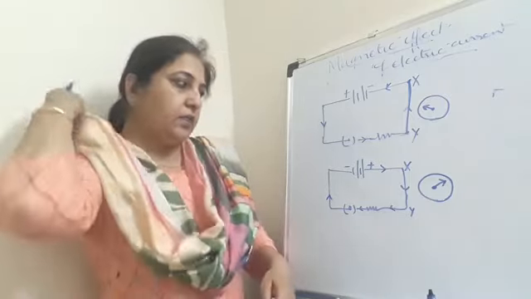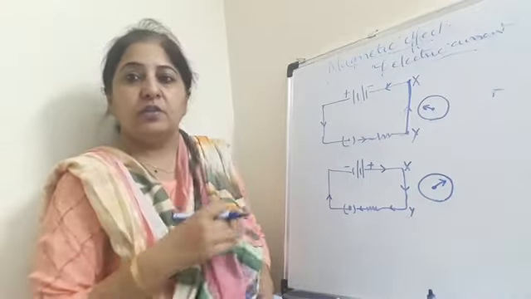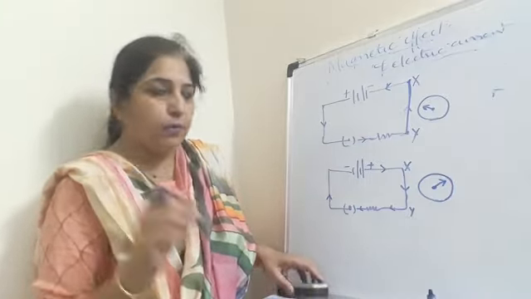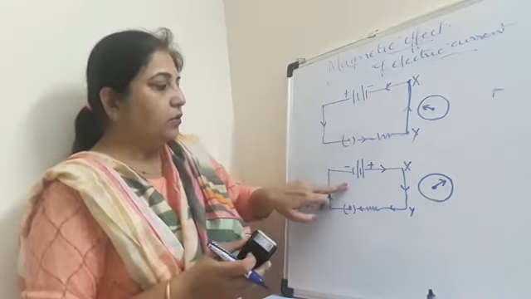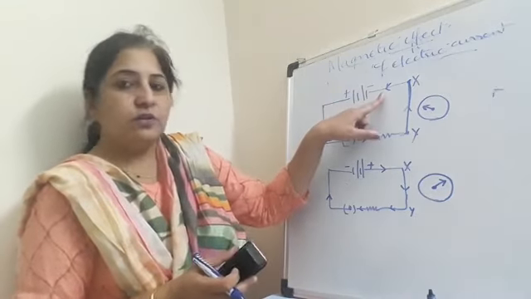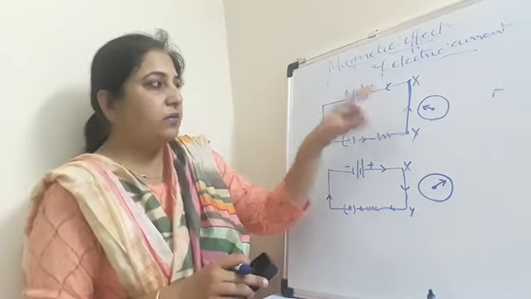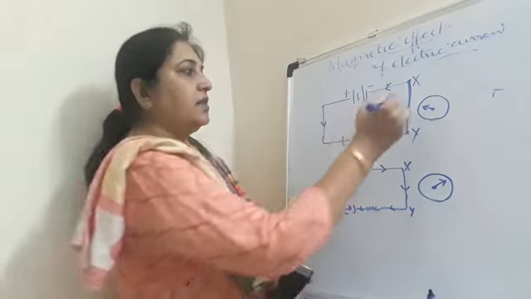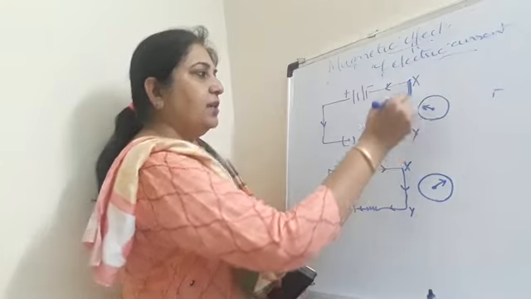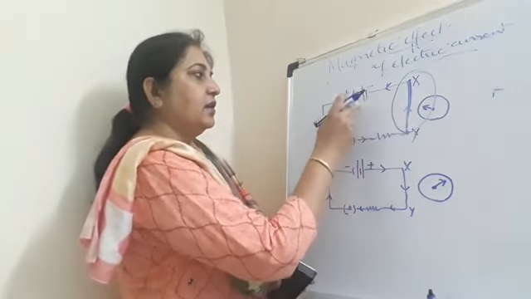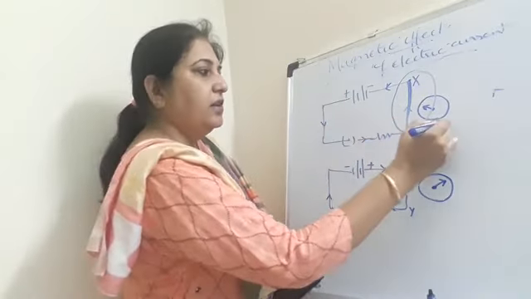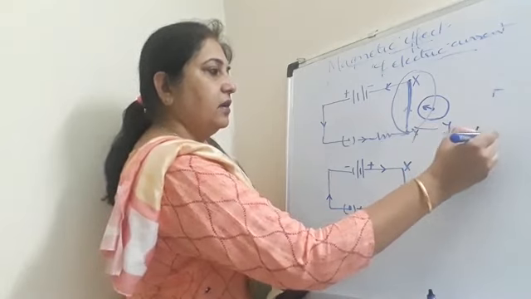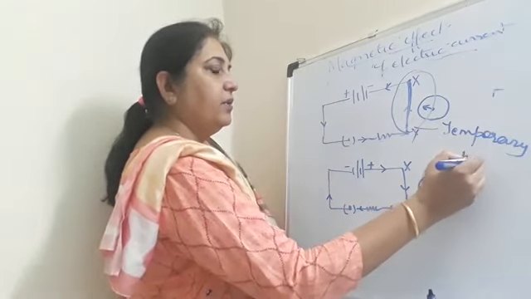Okay? So this is what we are going to study with the help of the right hand thumb rule. I hope this is clear to you that if the direction of the current changes, the direction of the magnetic field also changes. Now this type of magnet which is created by the electric current is called a temporary magnet. You know why do we call it a temporary magnet?